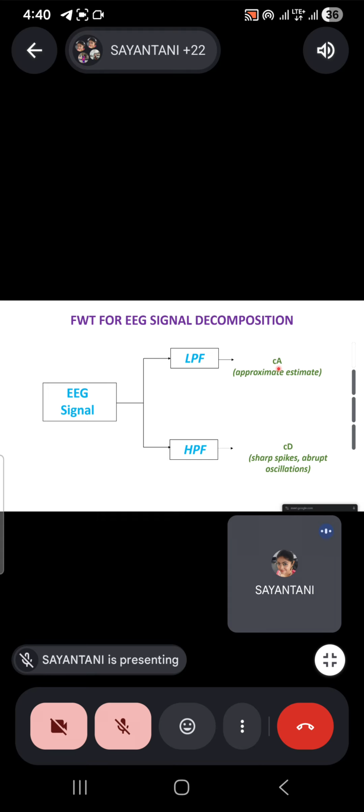Getting my point? So this is the main way in which you can decompose an EEG signal into different components to capture the frequency and time domain based information via wavelets. Is it clear to everyone? Any doubts still here? Okay.